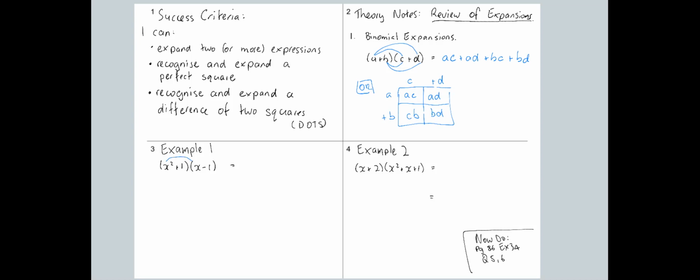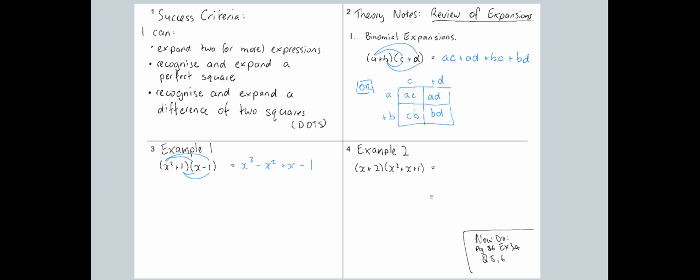So x squared times x is x cubed. Hopefully you're okay with that kind of power multiplication. Same base, so we add the powers together. x squared times x to the power of 1 is x to the power of 3. x squared times minus 1 is minus x squared. And then we do the bottom part of the chicken beak. 1 times x is plus x. And 1 times minus 1 is minus 1. Like so. And just because of the way I've done it, it is in descending powers there. So I've got x cubed, then x squared, then x.